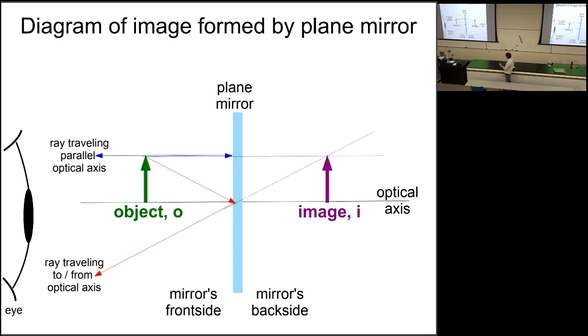This thing, this vertical arrow that I'm calling the object, is the tree or the person or the whatever that I'm making the image of. So we call it the object. I'm going to give it the symbol O.